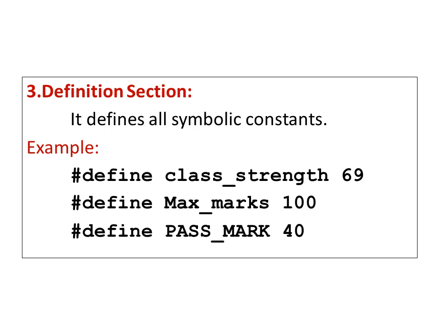Both lowercase and uppercase letters may be used to define the name of a symbolic constant, but usually we use uppercase letters, as in the third example, PASS_MARK. We use uppercase letters to denote symbolic constants and to differentiate symbolic constants from the other variables.